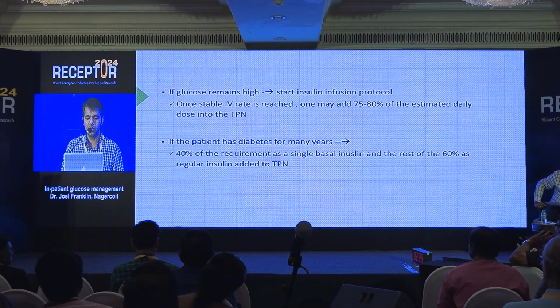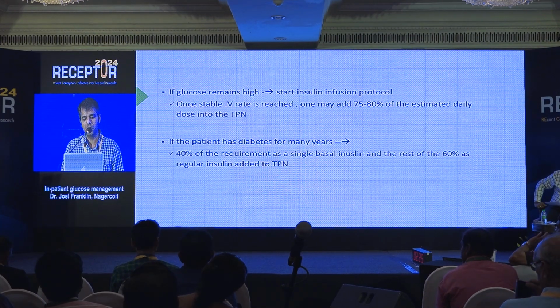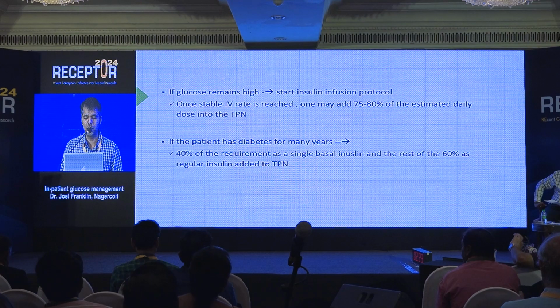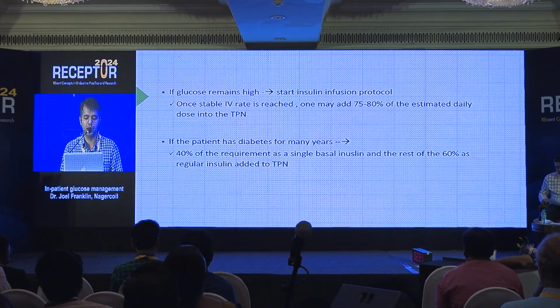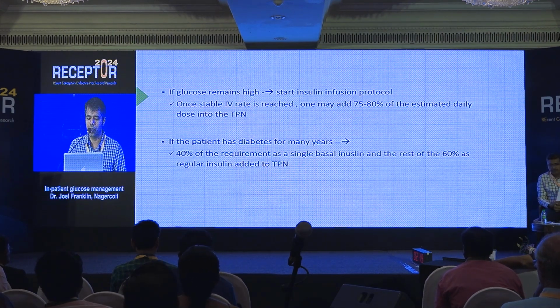If the patient has had diabetes for many years, what you can do is give 40% of the requirement as a single basal insulin, and the rest 60% as regular insulin can be added to the TPN bag.